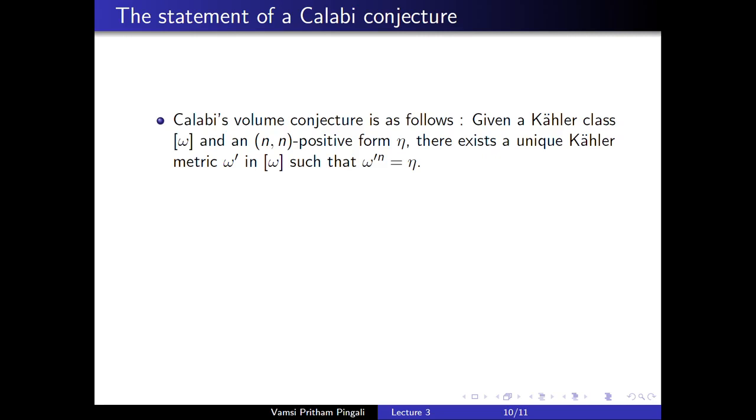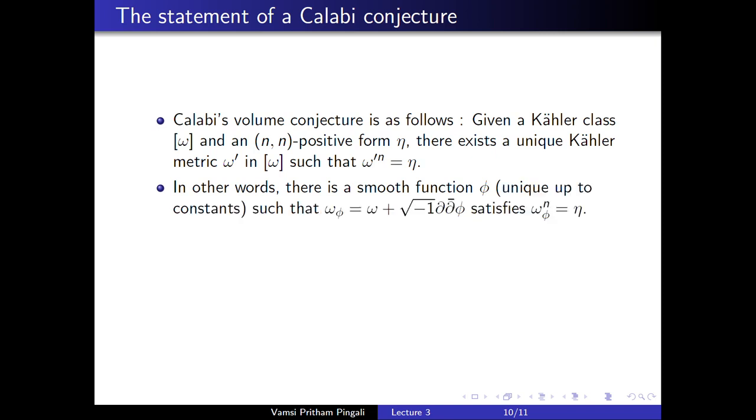Okay. So let's restate it in another way. Every metric in the class omega is of the form omega plus square root of minus 1 del del-bar phi, thanks to the del del-bar lemma. What you want is some phi that satisfies omega_phi raised to n is eta. So you're given one equation and you're asked to find only one unknown quantity phi. Okay, so that's reasonable. At least the number of equations and unknowns matches up. So there's some hope for us to solve this PDE.